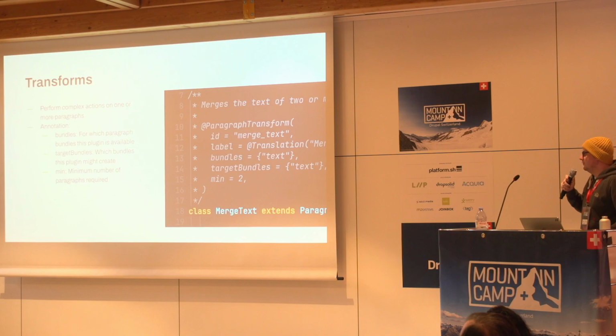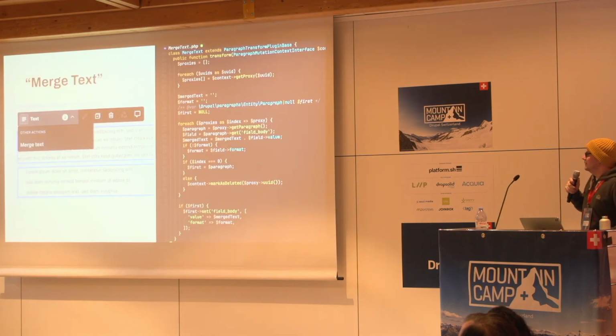A bit more sophisticated is a plugin type called transforms, and they can apply to one or more paragraphs. So this example, merge text, what it does is it expects at least 2 paragraphs of bundled text, and the target bundle says like what possible bundles could be created from this plugin. And this one basically just does, you can see it on the left, you can select 2 or more text paragraphs, and then the code just merges all the text fields into one, so you actually end up with 1 paragraph.